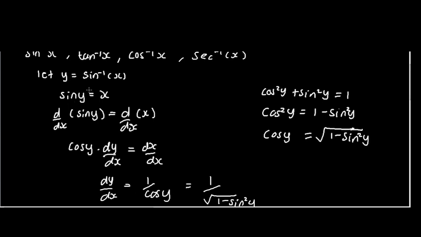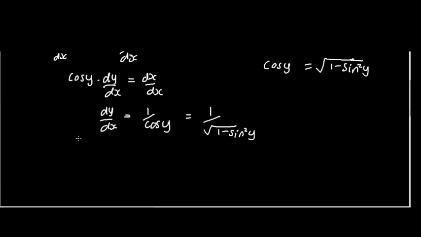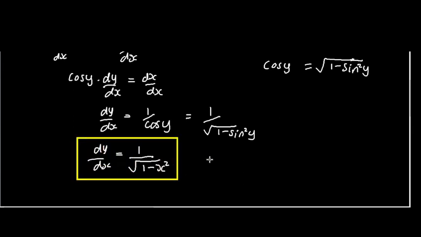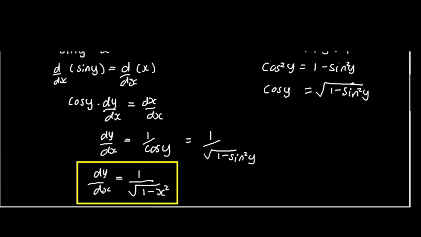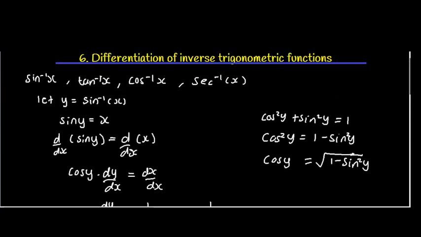Remember, at this step here, we have sine y equal to x. So where there is sine y, you can put x. We shall have dy/dx being equal to 1 over the square root of 1 minus, since sine y is x, we shall have x squared, like that. And by reaching that step, that is our derivative function for the inverse trigonometric function sine inverse x.